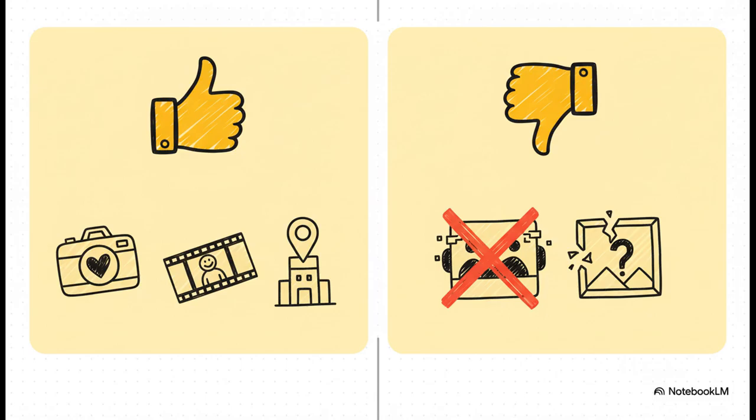Okay, so check this out, because this slide lays it all out so perfectly. On one side, you have the things that build trust: real photos of your team, actual footage from your office, and proof that you're a real local business. But on the other side, you've got the trust breakers. We're talking AI-generated photos and generic stock images. These things don't just fail to build trust, they actively destroy it.